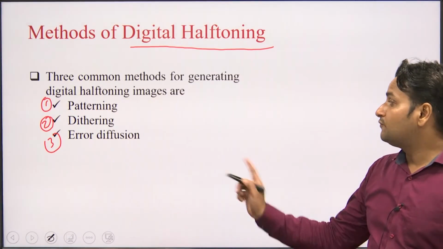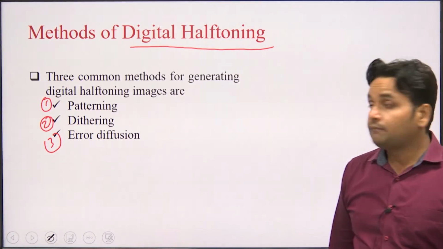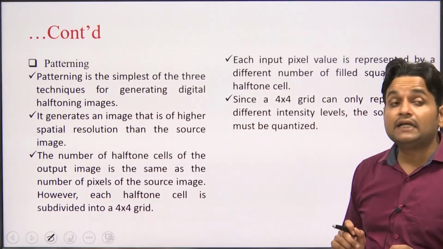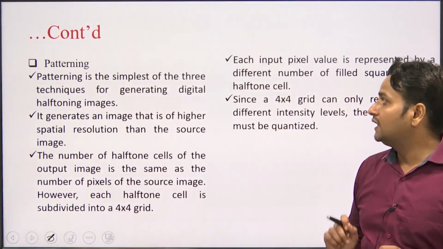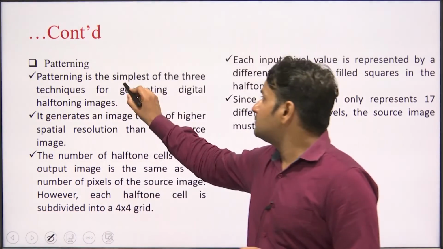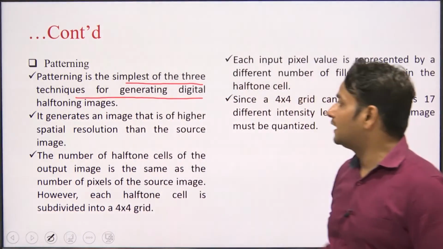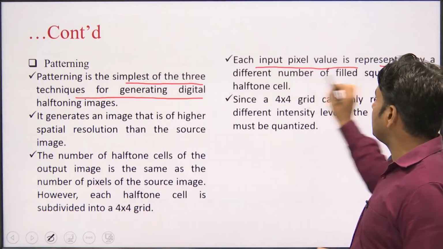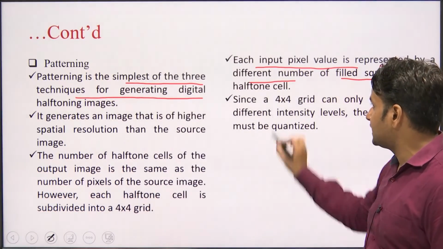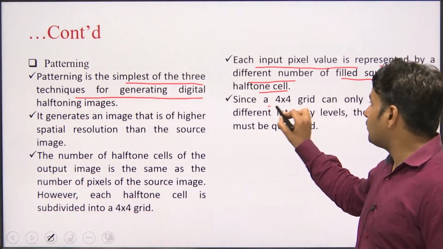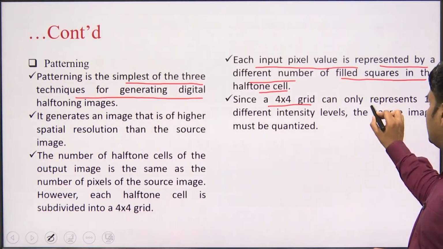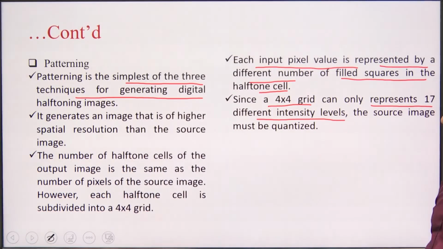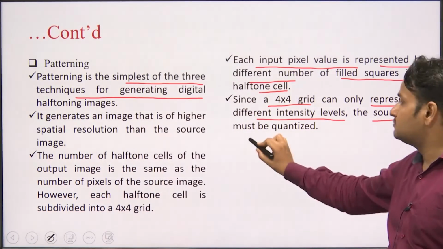If we talk about the first method in brief, patterning is where pre-specified patterns are used. Now, what is patterning? It is the simplest of the three techniques for generating digital halftoning. Here, each input pixel is represented by a different number of filled squares in a digital halftone. If we talk about a 4 cross 4 grid, then it represents 17 different intensity levels. And the source image must be quantized.